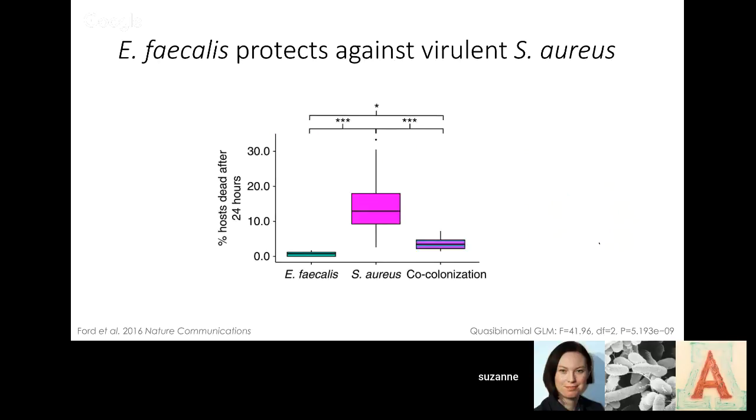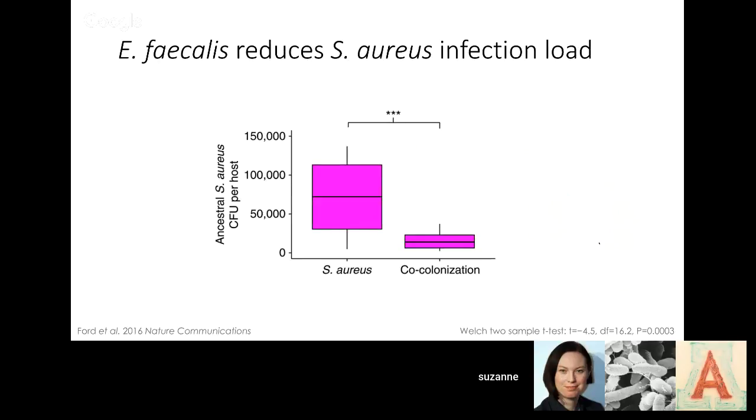So the next graph, we looked at the infection load of the pathogen in the absence and the presence of this Enterococcus faecalis. And what you can see here is the colony forming units per host. So this is our infection load of the Staphylococcus aureus, and you can see that it's significantly reduced in the presence of the Enterococcus faecalis.